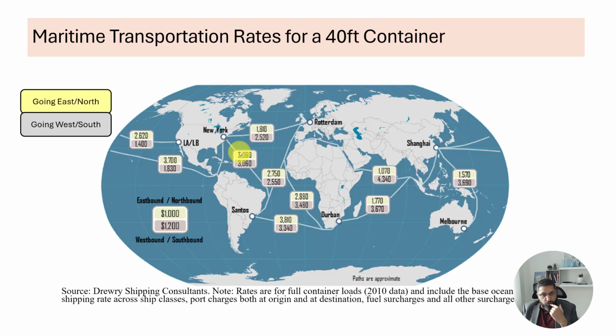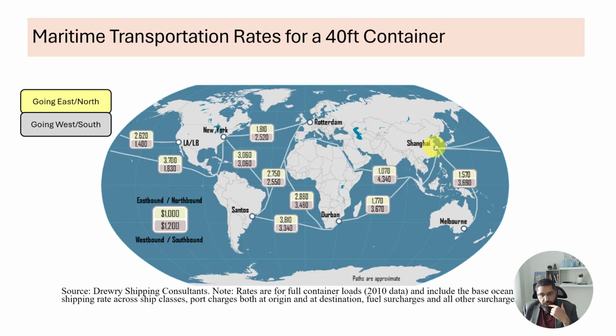Look at New York to Santos. Equal. So that shows you between South America and New York, the demand is about equal both sides, $3,060, and pretty expensive too. So there's a lot of stuff flowing on that route. Rotterdam to South America is also $2,750 and $2,550, very similar demand on both sides.